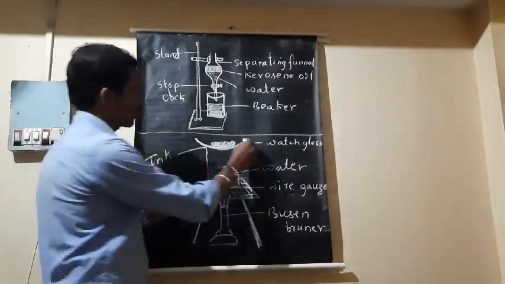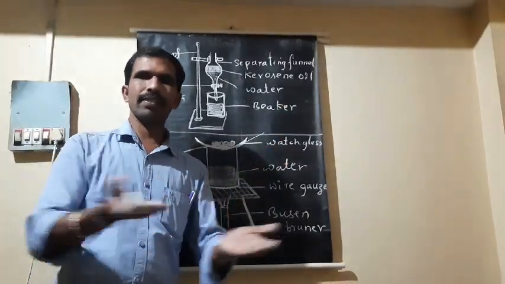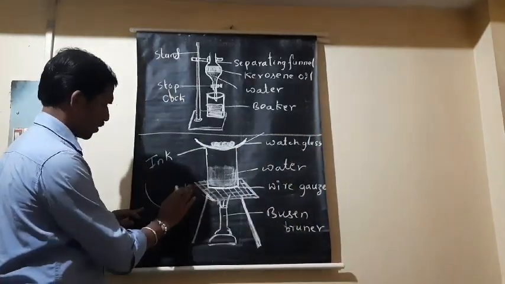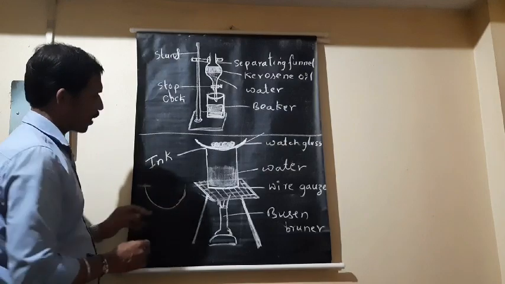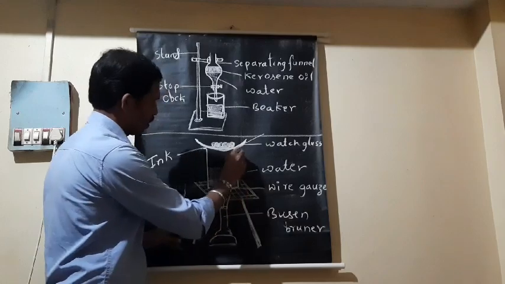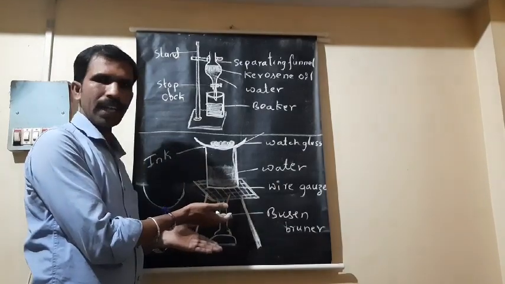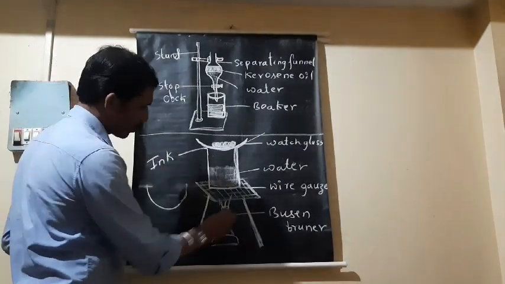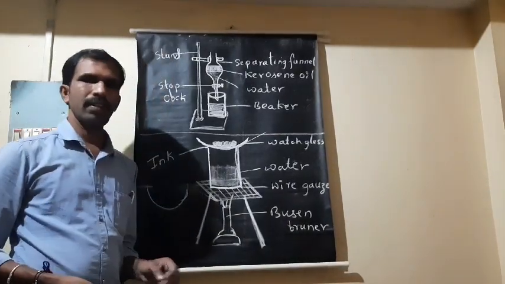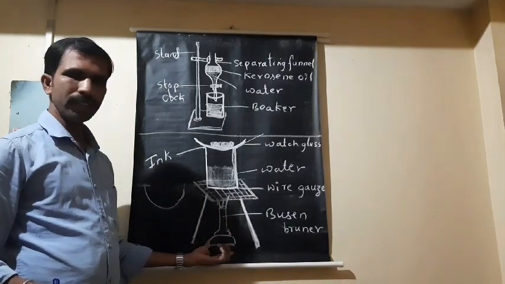Here what we need is a watch glass. A watch glass is a glass which is in a convex shape. If you take it like this, it is like this. That watch glass we have to take, and we have to take a beaker and a wire gauze. Wire gauze you have to take to keep on the stand. We have to take a tripod stand, then a Bunsen burner to provide heat.